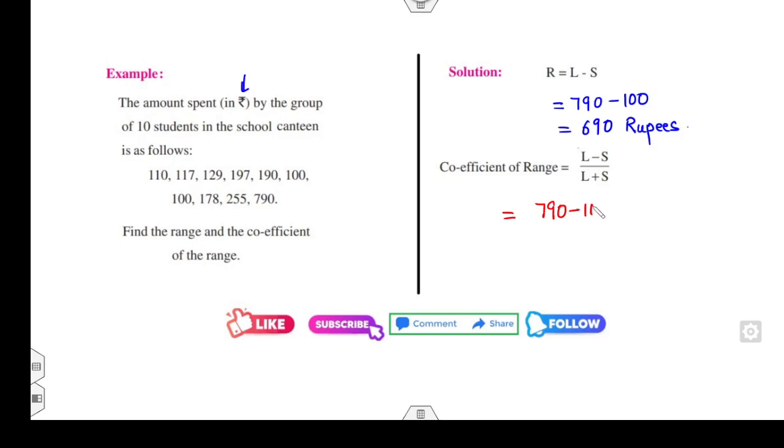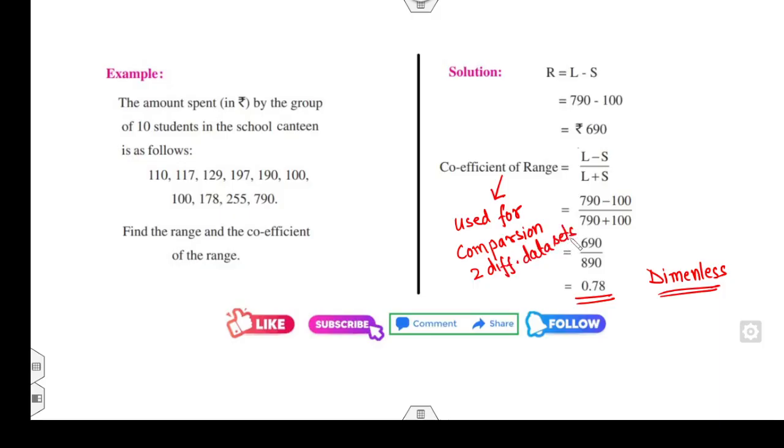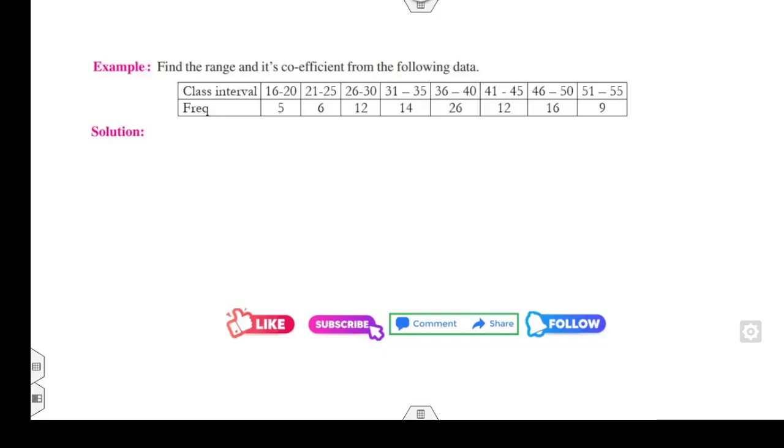And similarly, you can find the coefficient here. It's 790 minus 100 divided by 790 plus 100. If you calculate them, it's 690 divided by 890. If you divide them, it's 0.78, which is the right answer. And clearly, 0.78 is my dimensionless quantity. Fine. And whenever the quantity is dimensionless, you can use it for comparing two different data sets, because we can only compare two different data sets if they have the same dimensions or are independent of the dimensions. Look at this case, find the range and the coefficient.